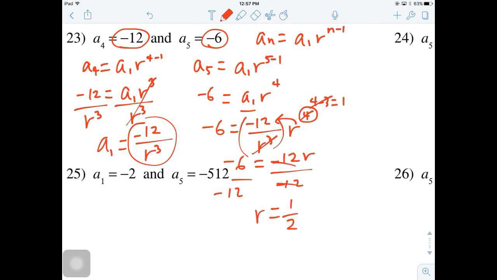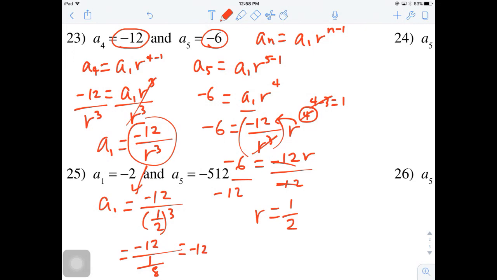Next, I'm going to substitute that back in here into r. So it is negative 12 times 1/2 to the 3rd power. That's negative 12 over 1 over 8. And that's going to be negative 12 dividing by 1/8, which is like multiplying by 8. So that should give me negative 96. So I have found a1, the first term in the sequence, is actually negative 96. And the ratio is r, 1/2. So isn't that wonderful? We already found a1 and r. So now with that, we can recreate whatever formula we want to recreate.